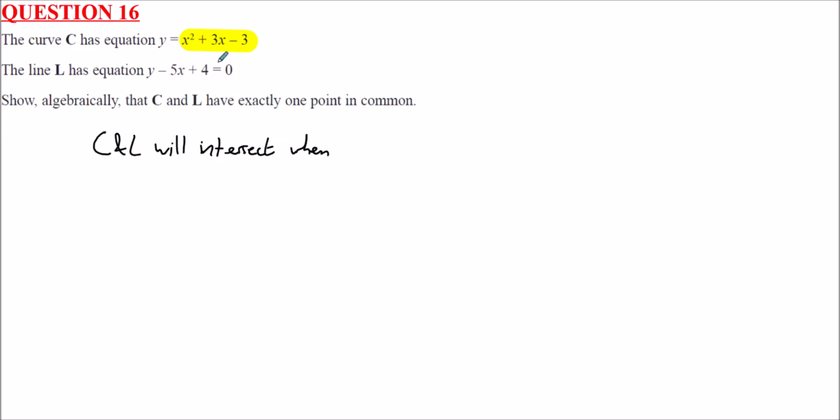when the graphs meet. So that's when x squared plus 3x minus 3, which is the equation for y in terms of C, we can then make y the subject for equation L. So if we add 5x to both sides, for starters, we then get y plus 4 equals 5x. And finally, if we take away 4 from both sides of this equation, then for line L, we get that its equation is y equals 5x minus 4.